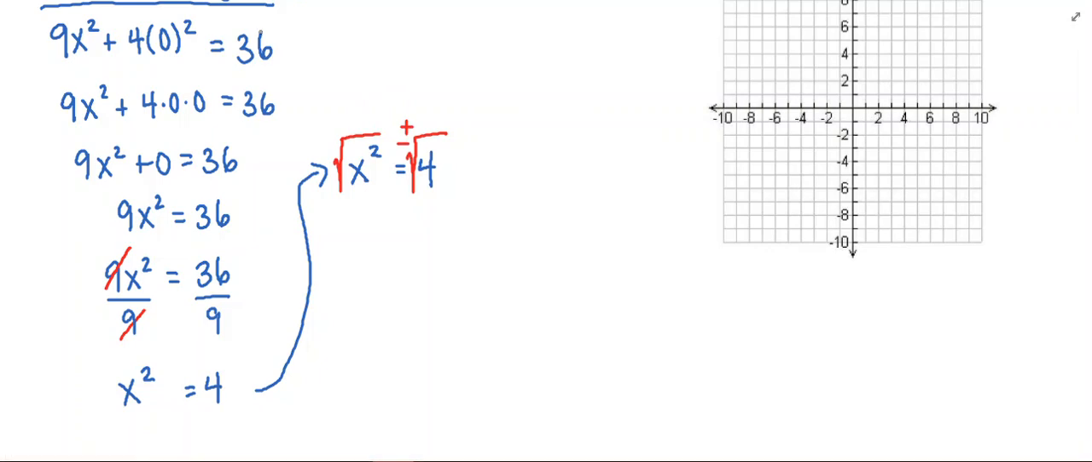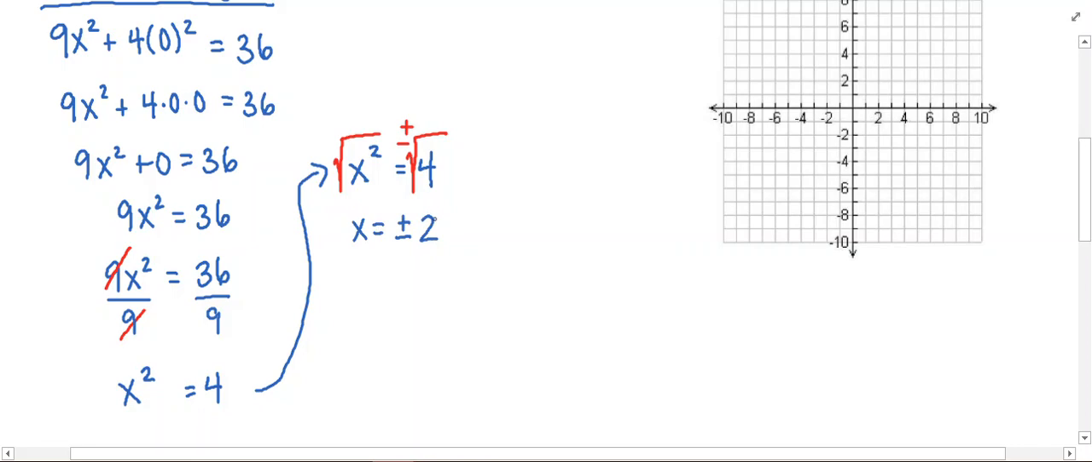So on the left, the square and the square root will cancel, leaving x. And then we'll have the plus or minus out front on the right, and then the square root of 4 is 2. Now think about it. Positive 2 times positive 2 gives you positive 4. Negative 2 times negative 2 also gives you positive 4. So both positive 2 and negative 2 will be an x-intercept here.